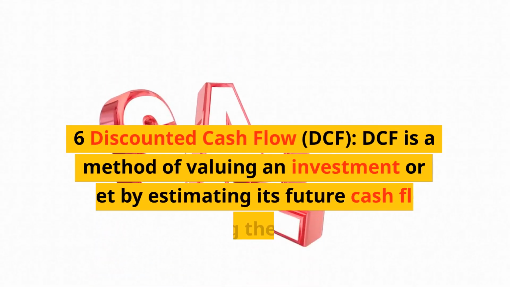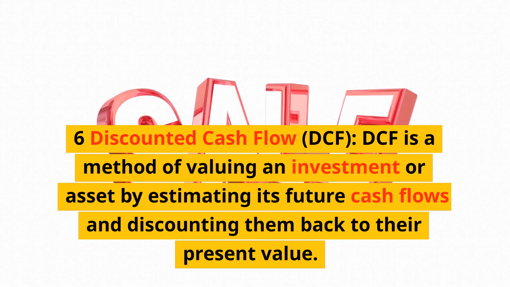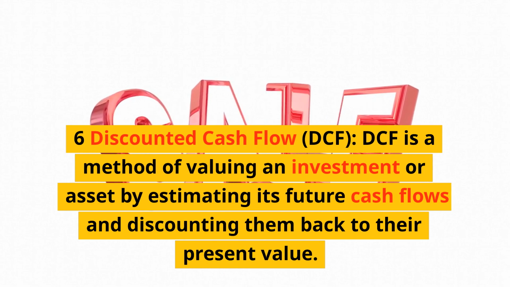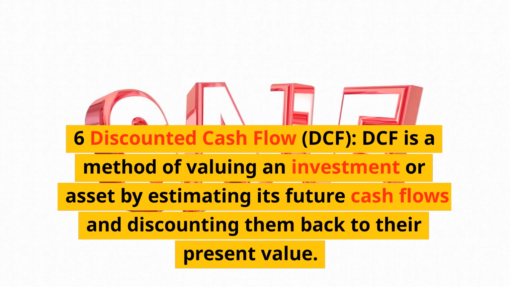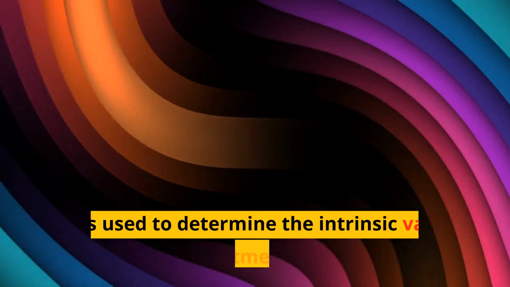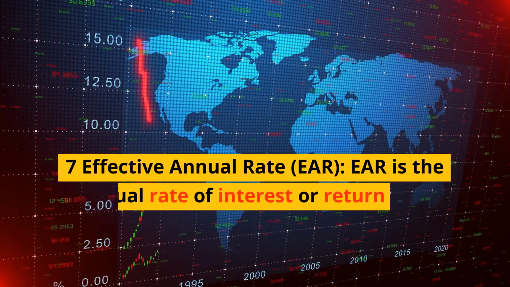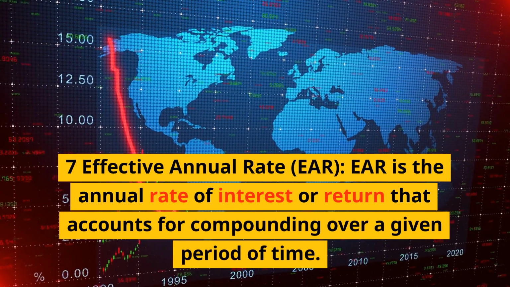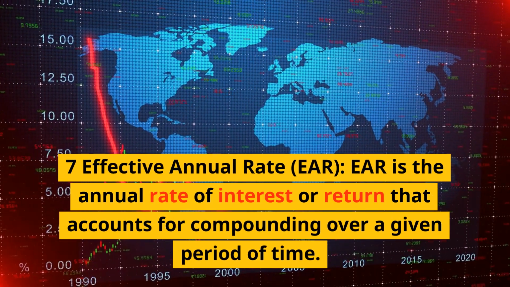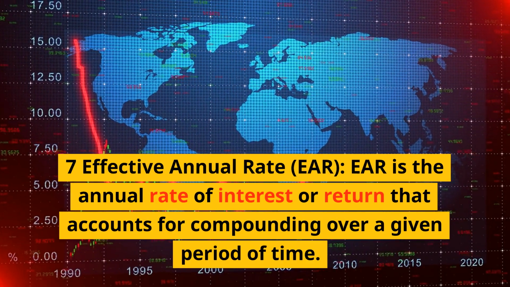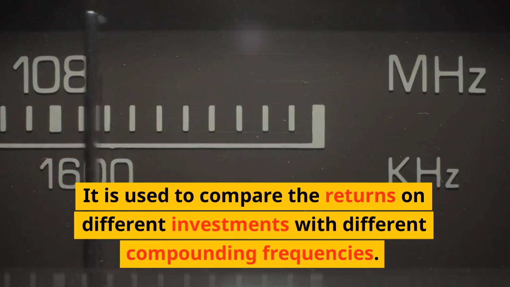6. Discounted cash flow (DCF) is a method of valuing an investment or asset by estimating its future cash flows and discounting them back to their present value. It is used to determine the intrinsic value of an investment or asset. 7. Effective annual rate (EAR) is the annual rate of interest or return that accounts for compounding over a given period of time. It is used to compare the returns on different investments with different compounding frequencies.